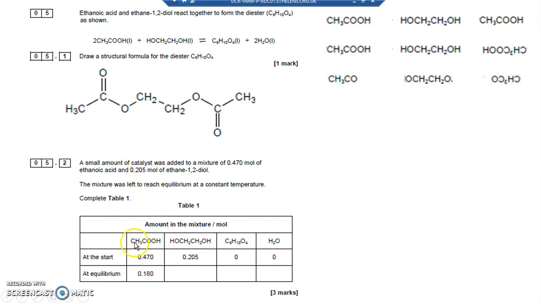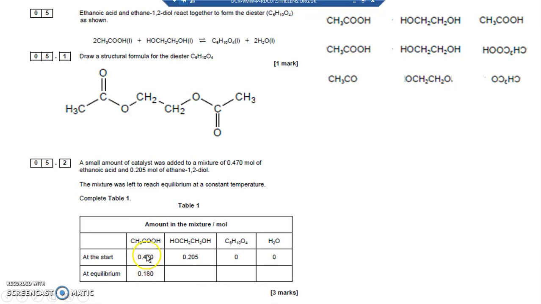At the start of a reaction I've got ethanoic acid and I've got ethane 1,2-diol. I've not got any of my products yet. I've got 0.470 moles of ethanoic acid and I've got 0.205 moles of my ethane diol. At equilibrium, so this is a process called dynamic equilibrium, where the rate of the forward reaction and the rate of the backward reaction are the same, and the concentrations of the reactants and products are no longer changing. At that point I've got 0.180 moles of my ethanoic acid left.